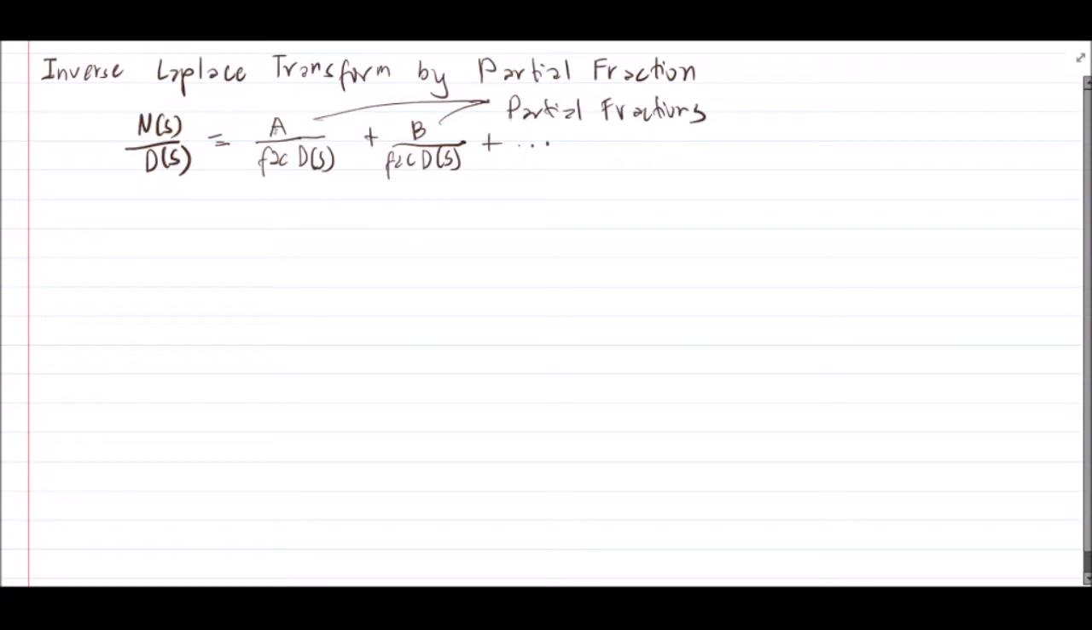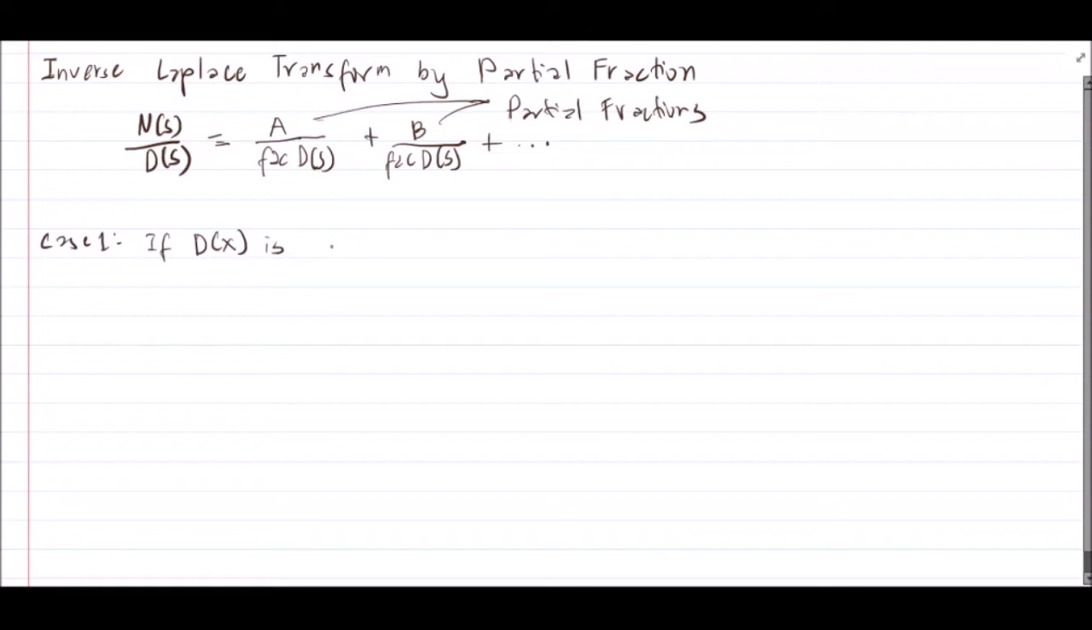Okay, so if we are given a Laplace transform, which is a rational function, we could break up that one to be a partial fraction. There are different types of rational fractions, and each of them has its own way of resolving the rational fraction into partial fractions.